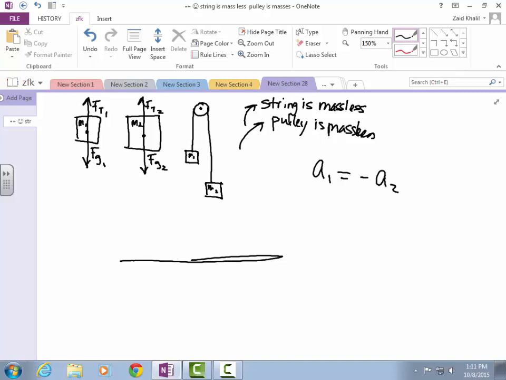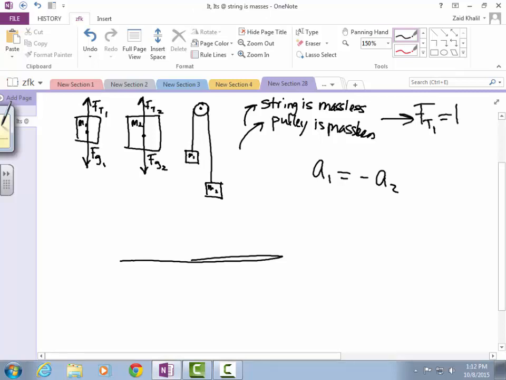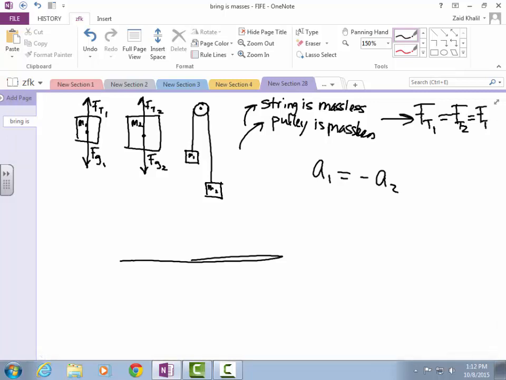So, we have the free body diagram. We have how the system is connected. Now we need to solve Newton's second law. The consequence of this is that Ft1 equals Ft2, and both of them are equal to Ft. You'll see why the string being massless is important shortly. So now let's begin solving.